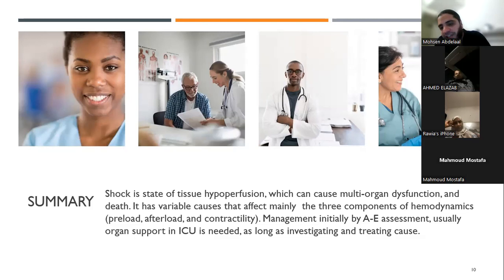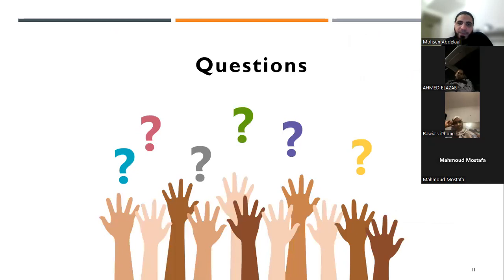contractility. The management will be, again, A to E assessment is really, really important. You will work in a systemic way and you will discover things as early as you should. The patient usually will need organ support in ICU as long as investigating and treating the cause.